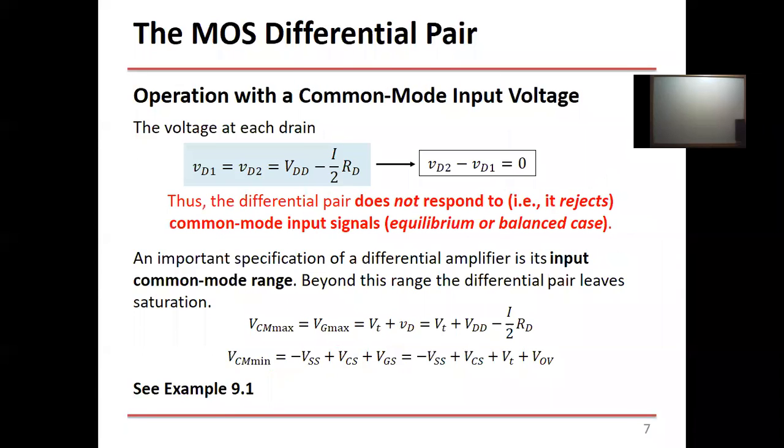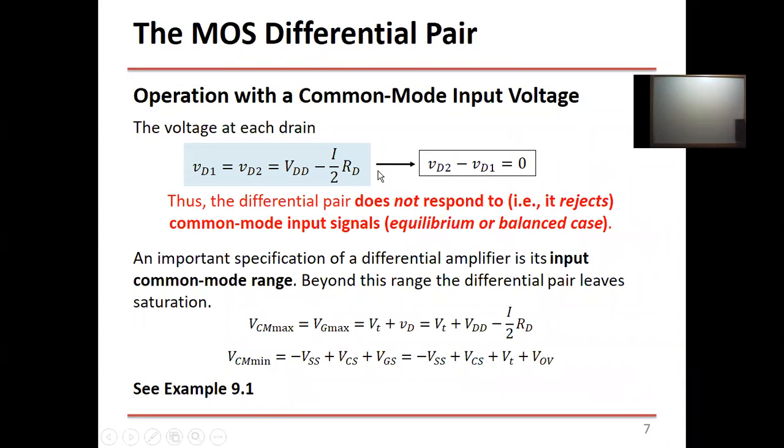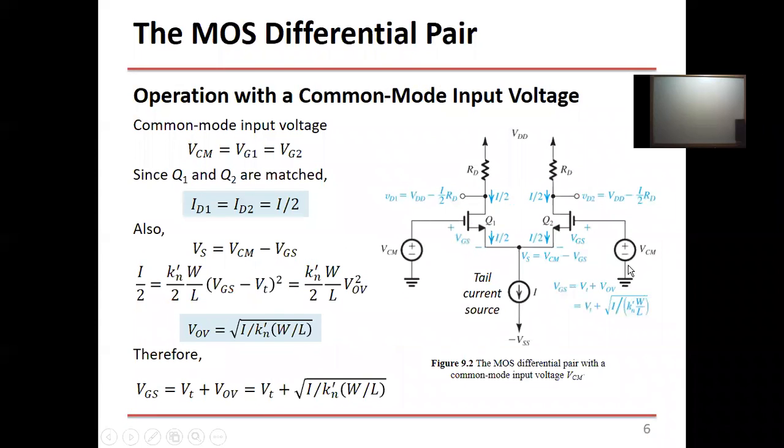And then we studied the two cases, the common mode input case and how the differential pair operates. And we said that the final thing is that the output will be 0. Why? Because the VD1, the output 1 and output 2 are exactly the same. If you apply the two signals the same and the two transistors and the two legs are identical, then this voltage at the output will be the same as this voltage at the output.